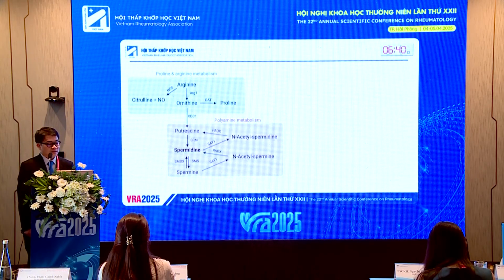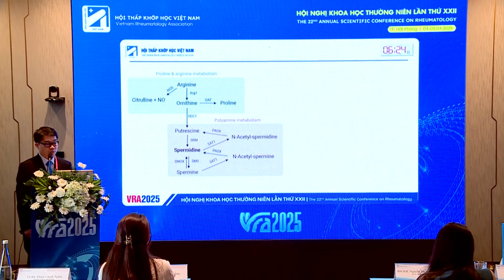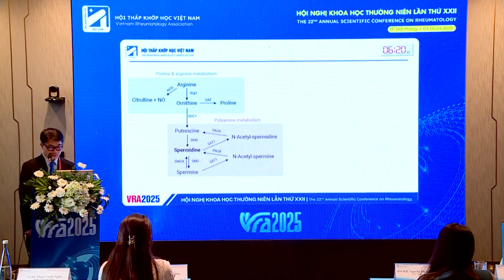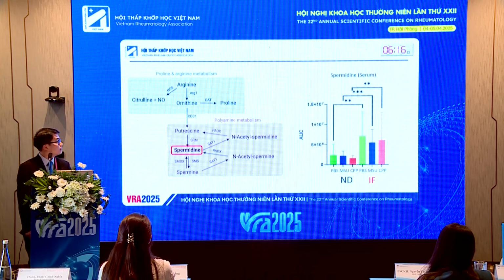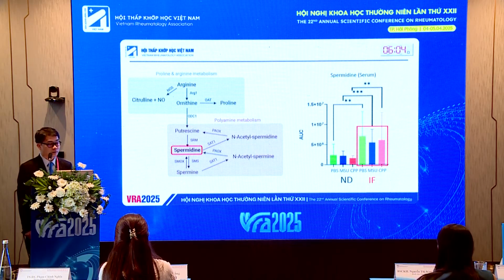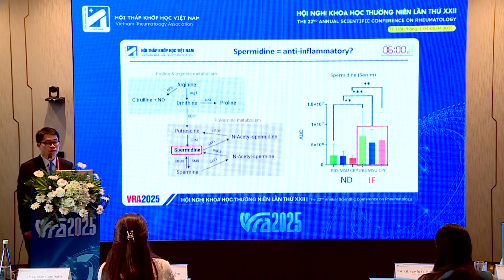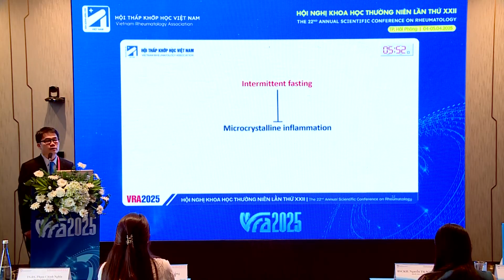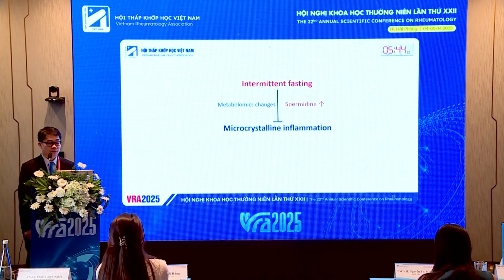So, what is this proline arginine metabolism? By literature, as you can see here, this pathway of proline arginine metabolism can be metabolized and transferred to the polyamine metabolism, and this polyamine metabolism includes several polyamines such as putrescine, spermidine, and spermine. Interestingly, in the serum, you can see that the spermidine concentration was increased after fasting compared to the normal diet group, whatever the stimulation, suggesting that spermidine could potentially be an anti-inflammatory metabolite. So intermittent fasting reduces crystal-induced inflammation by changing many metabolism pathways, including producing more spermidine.